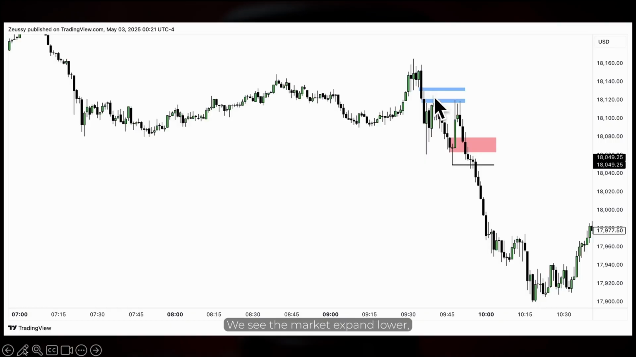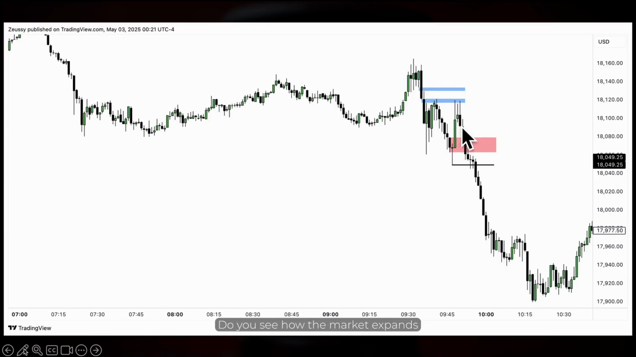We see the market expand lower, and notice that we take out sell-side liquidity resting below this low. Instead of continuing expanding towards the downside, we form this low right here. We see the market retrace higher once more, trading into that lower CB, into that lower bearish value gap, and we then see the market expand towards the downside once more. What I would like to see when you pay close attention to this delivery here is that we have this down close candle right here.